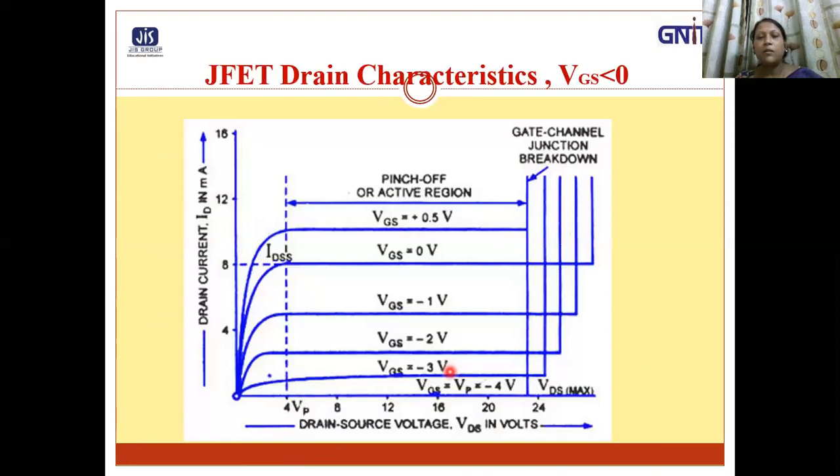So this is the JFET drain characteristics for different gate to source voltage. It is starting from 0, and if we increase the magnitude of the gate to source voltage, we will find that as the negative value is increasing, the current is gradually decreasing, as shown in the animation also, because the depletion layer width is increasing.